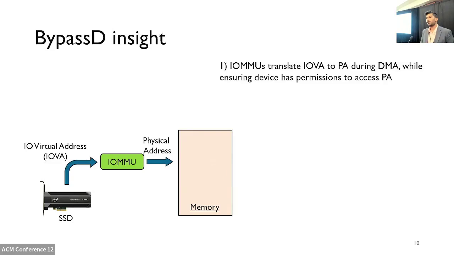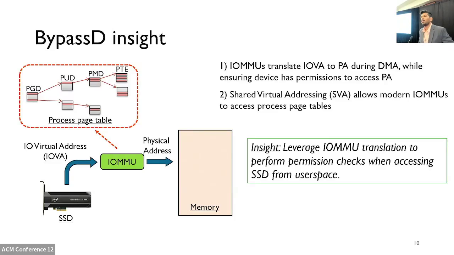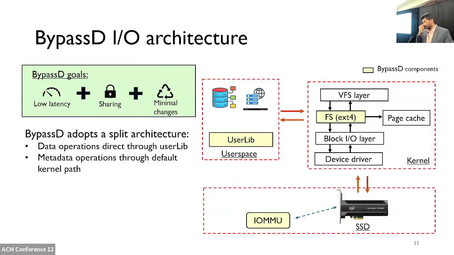We made another observation. In modern processors, these IOMMUs can access the process page tables. Previously they had to use a separate set of page tables, but now they can access the page tables of the processors. So we said, why can't we just use the IOMMU to perform some checks while applications access the device directly from user space? Using this, we built BypassD.